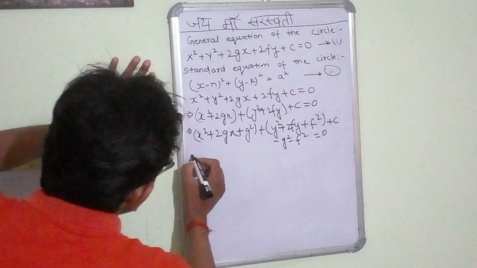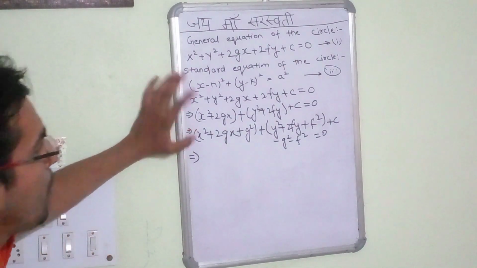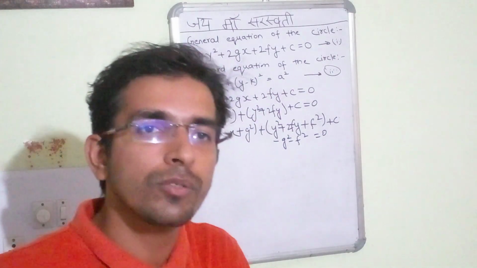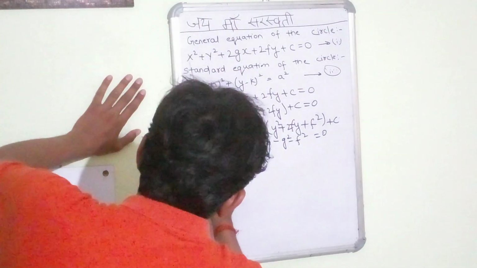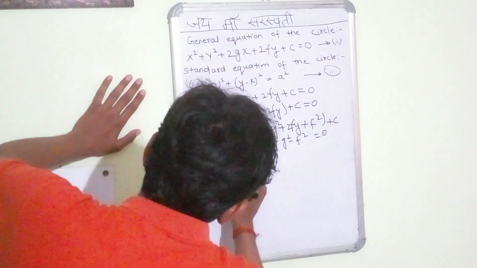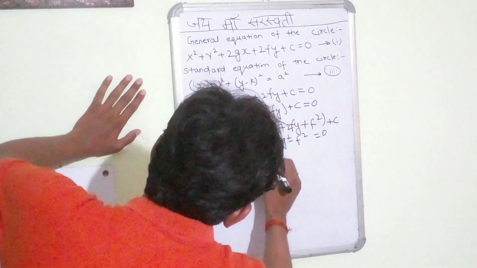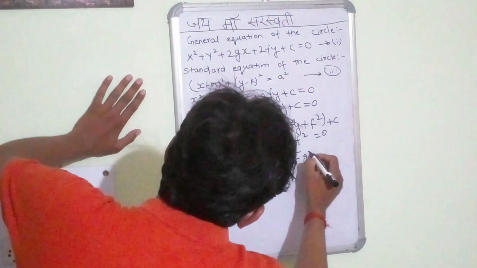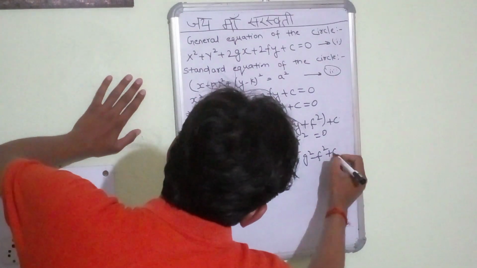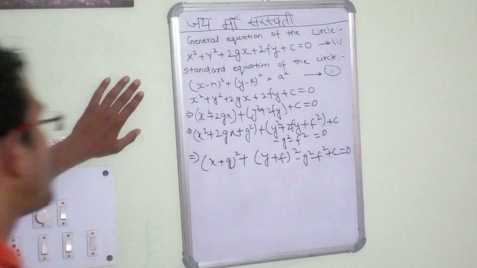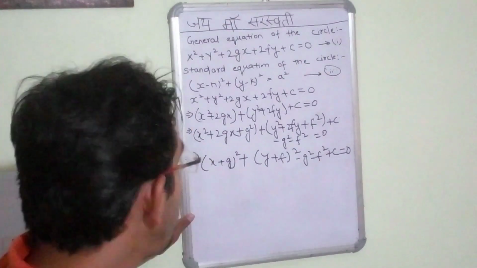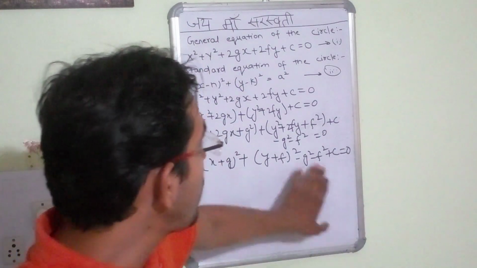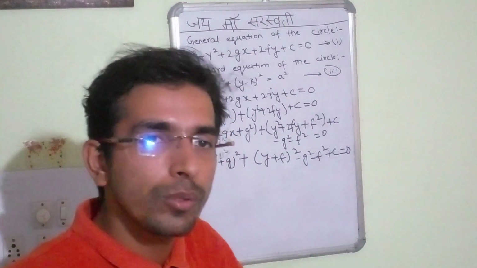Now we have this identity: a plus b the whole square is equal to a square plus b square plus 2ab. Now we will be writing here x plus g the whole square plus y plus f the whole square minus g square minus f square plus c is equal to 0. Understood? Now it is x plus g the whole square plus y plus f the whole square minus g square minus f square plus c is equal to 0.